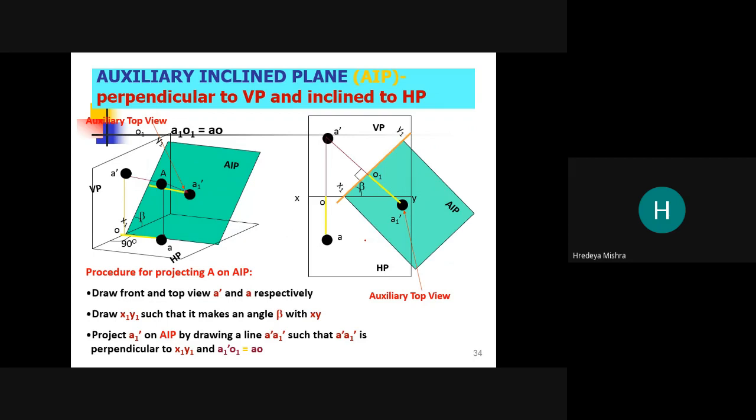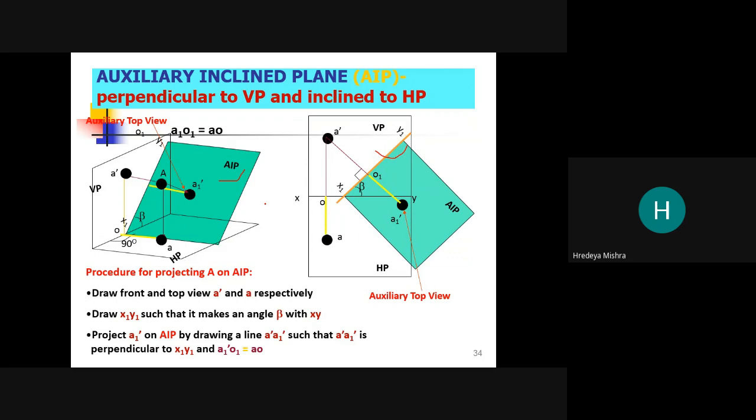Now, auxiliary inclined plane, AIP, is perpendicular to the vertical plane and inclined to the horizontal plane. So how much do they incline? The beta angle. So this is the AIP, auxiliary inclined plane, and this is in 2D. This is our 3D. This is in 2D.